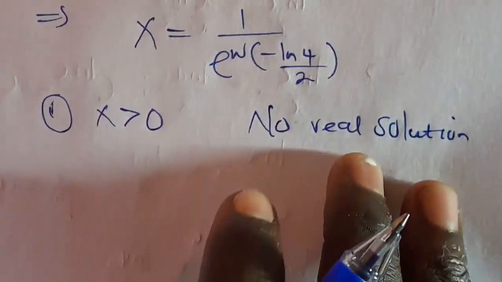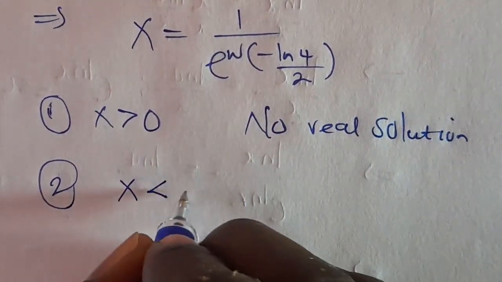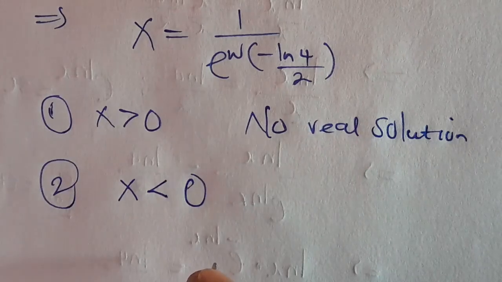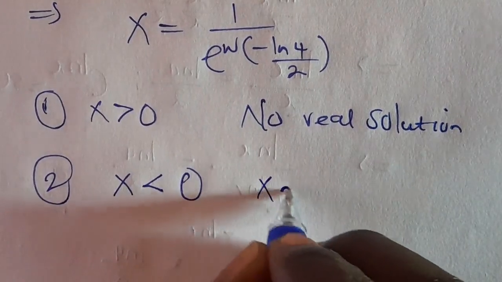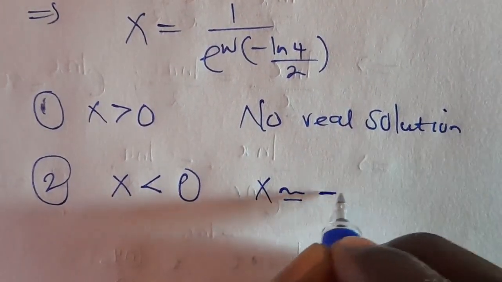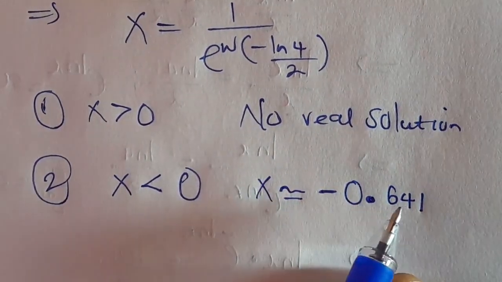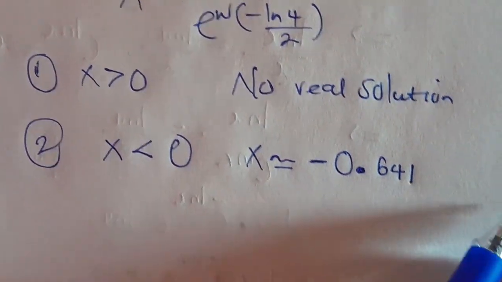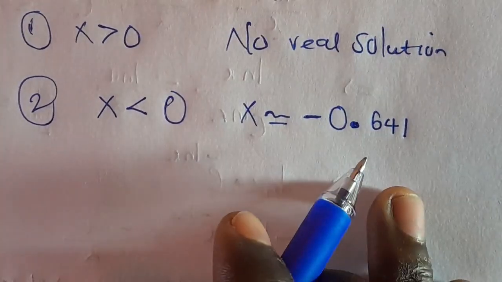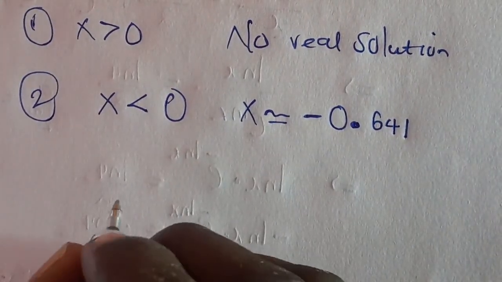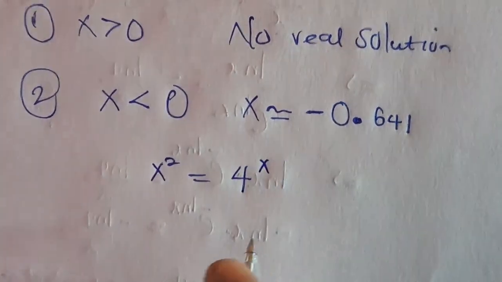But for case 2, when x happens to be less than 0, we have our x approximately equal to minus 0.641 when you find this. And by considering the question given to us and using a graph to explain that, we have x squared equals 4 to the power of x.